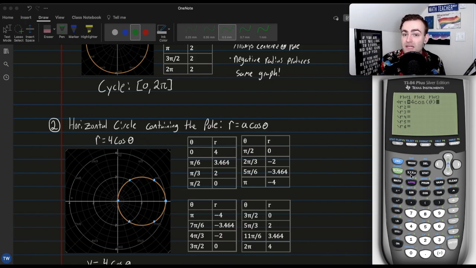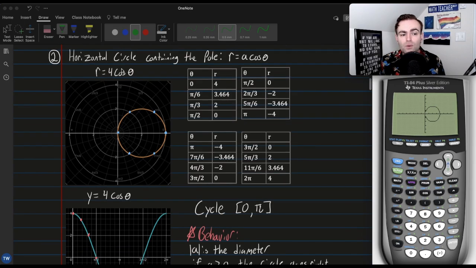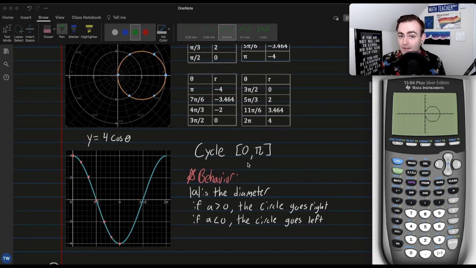Very, very nice. It usually pops out an x in function mode, but because we're in polar, it's going to pop out a theta. And then graph this, we can see. Very cool. But it went around twice in 2 pi. Interesting. My points here also highlight that relationship. And you can see that it started on the polar axis, moved towards the pole, away from the pole, and then followed that cycle. So, for a horizontal circle, it has a cycle of 0 to pi, not 0 to 2 pi. The absolute value of a is the diameter.